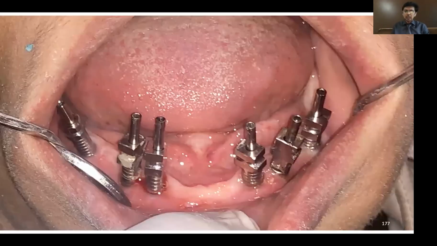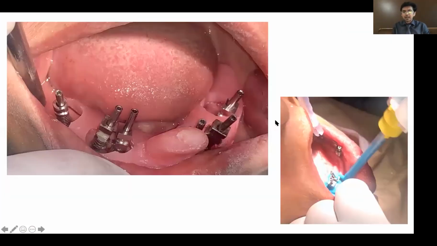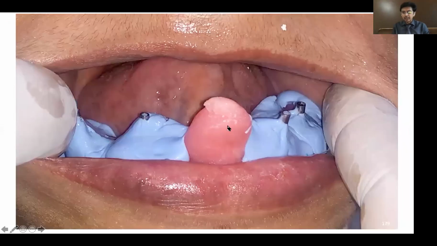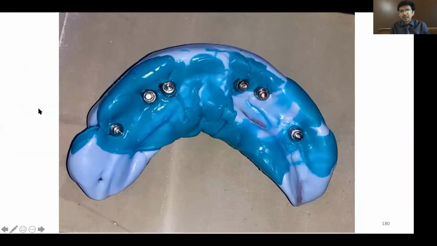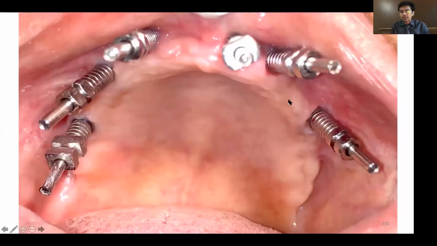So ultimately, at the impression stage, so many implants have been placed. Not all implants can be parallel as such. So ultimately, what is required is the open tray impression technique, with open tray transfer copings. A customized tray was opened up and the impression was taken. You see all the transfer copings jetting out through the impression tray. The impression was picked up and the transfer copings were removed.